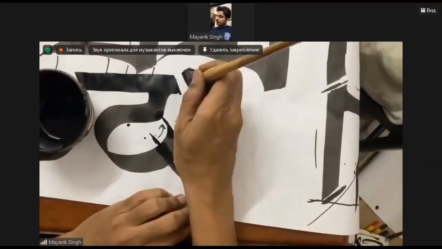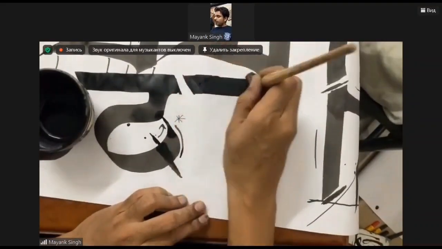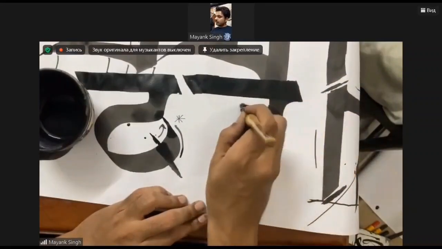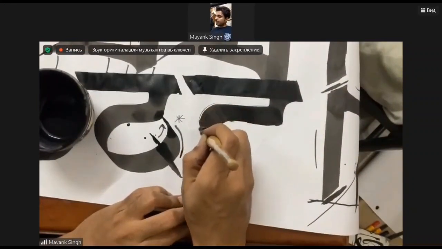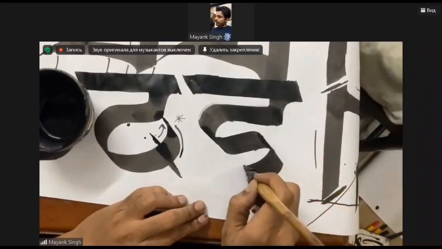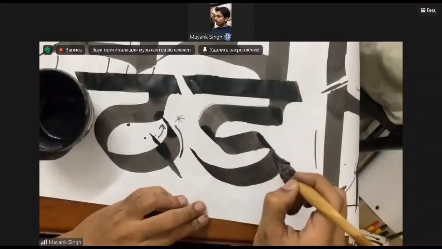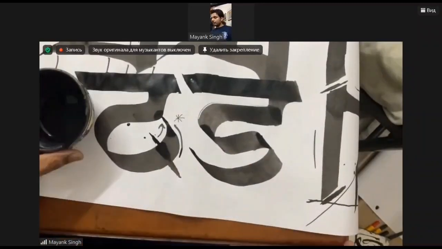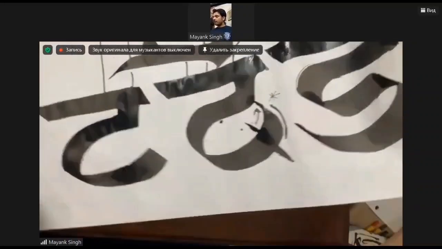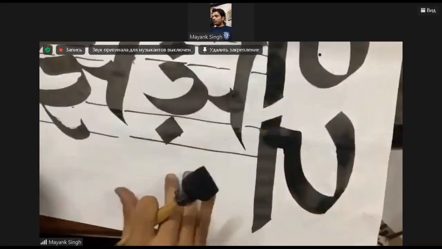Da. We already know da. Straight and then slight curve, elongated nukta, and then the last stroke. This curvy. All clear? Moving on to dha.